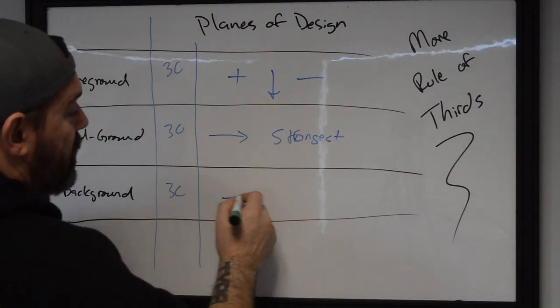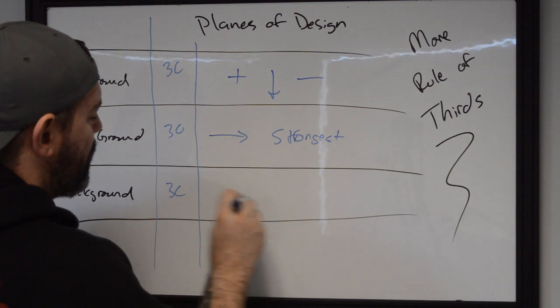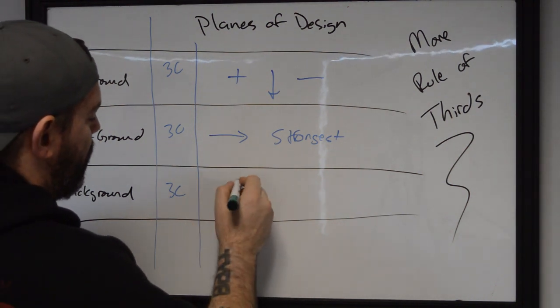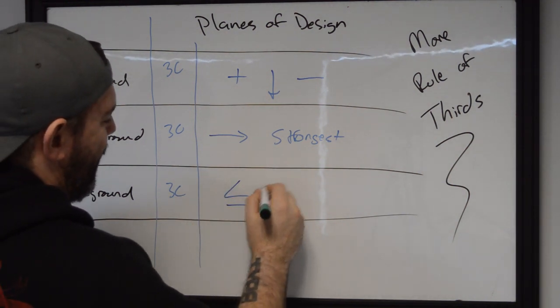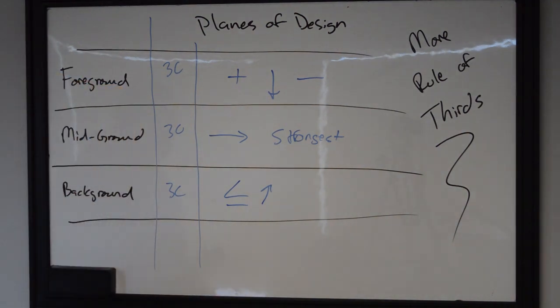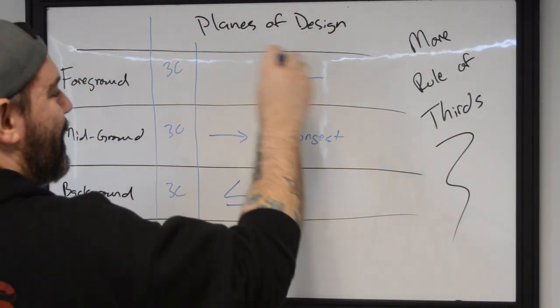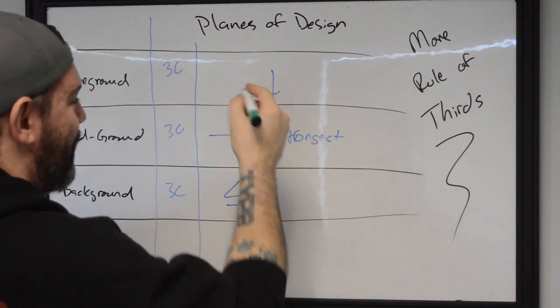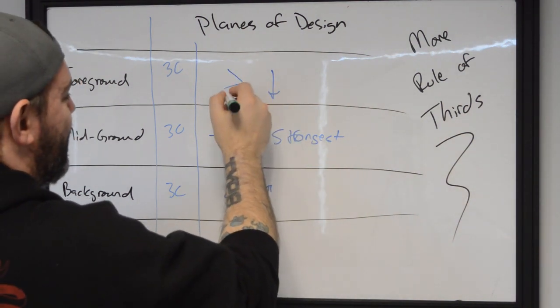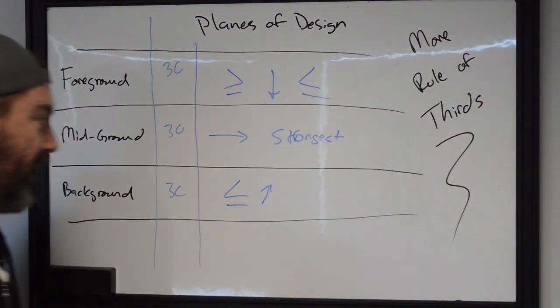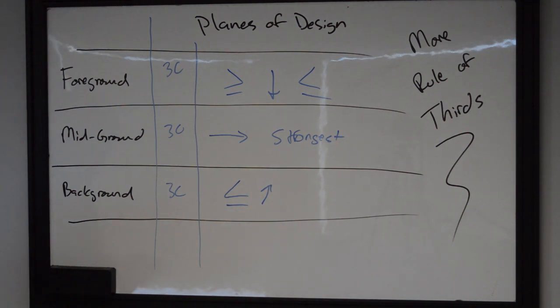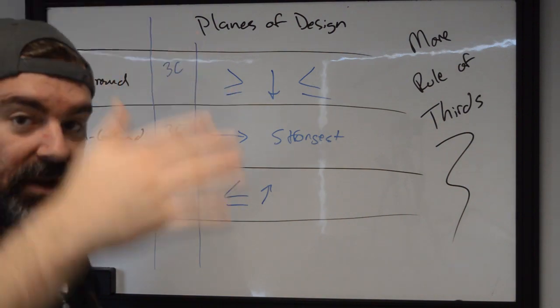And the background is always going to be less than, or equal to, the strongest value that's located inside of the midground of the design. The background is always going to be dipping in value, right?